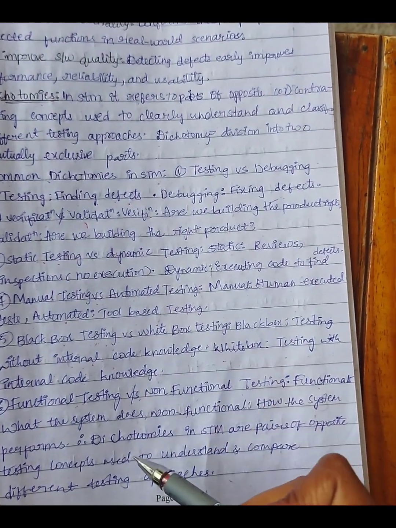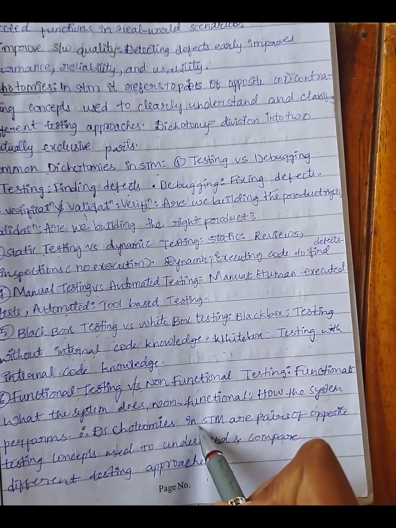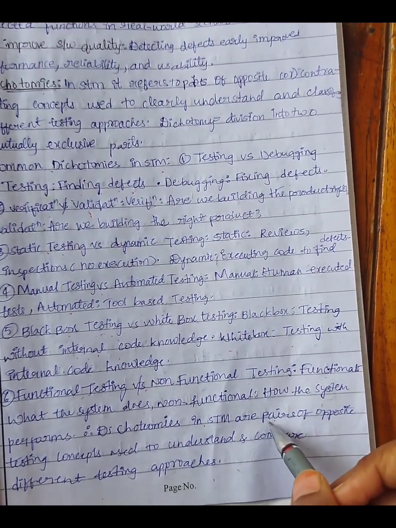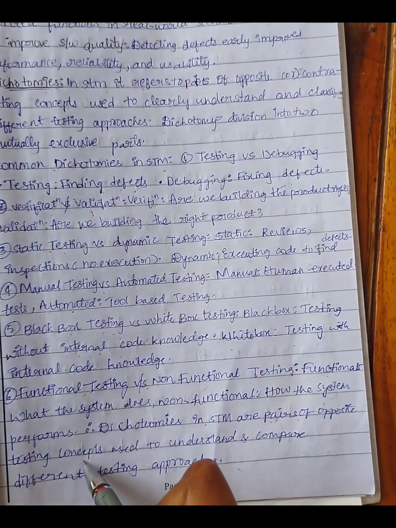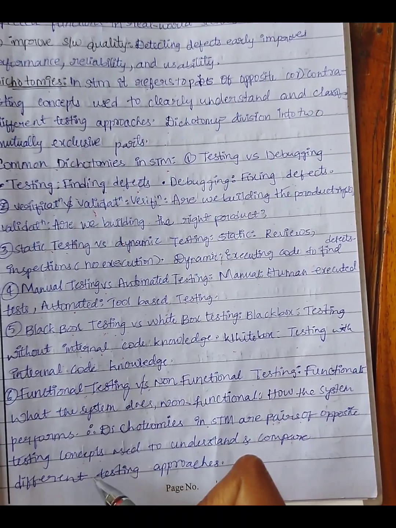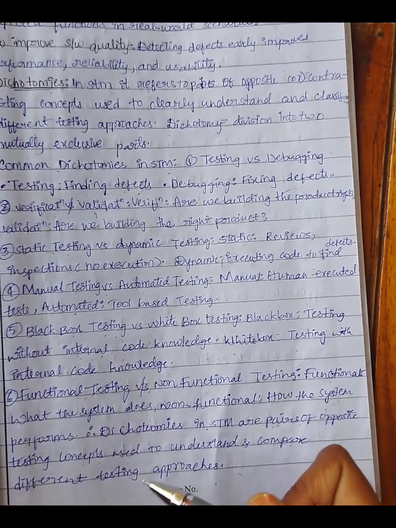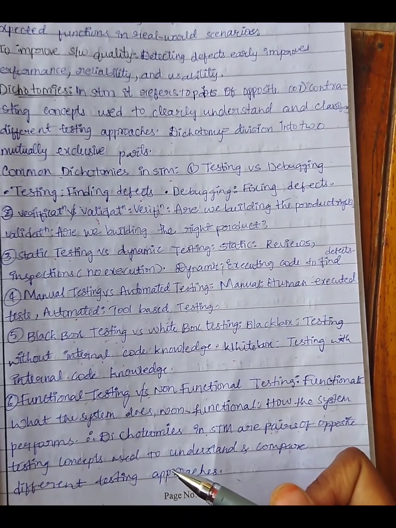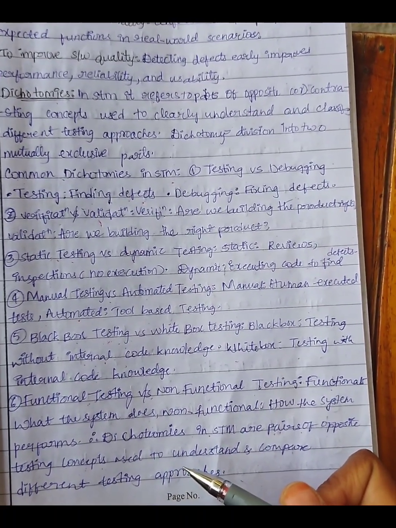These are the concepts of dichotomies in software testing methodology, pairs of opposite concepts, for understanding the testing strategies or methods we approach in software testing methodology, known as dichotomies.